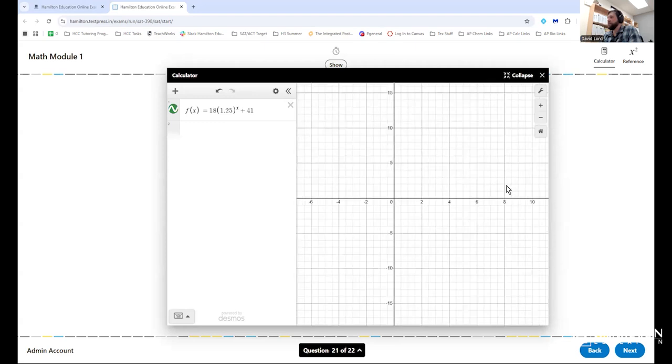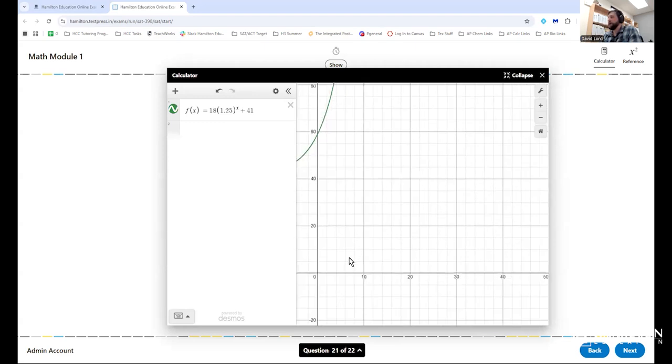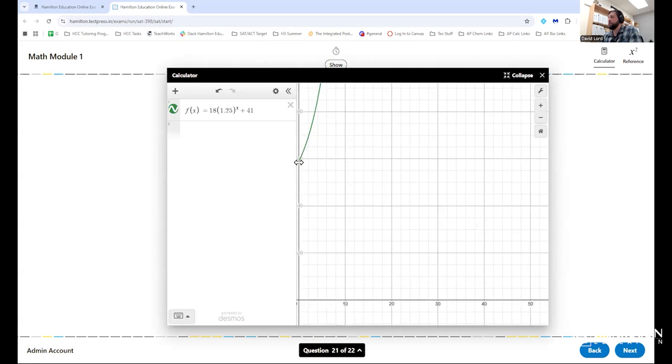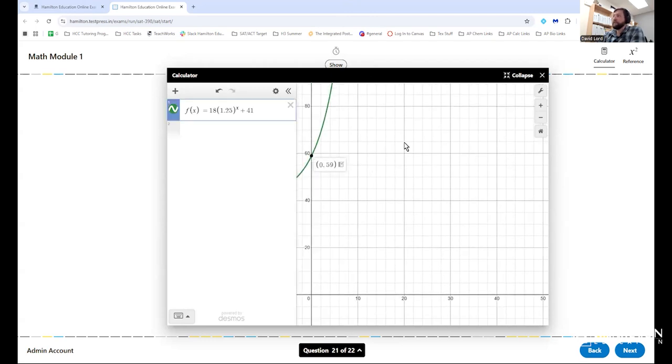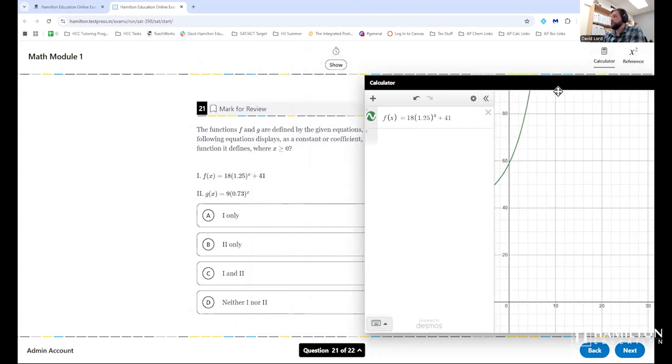And right now, I don't really see any maximum. In fact, what I see is a minimum at the top here. So there is no maximum on the right-hand side. It goes up forever, but there is a minimum at the point 0, 59. So we can eliminate Roman numeral 1.